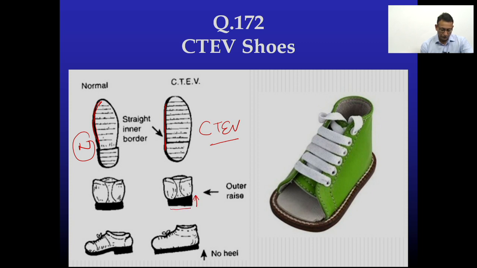This is to keep the foot in pronation and to prevent supination, and we never give a heel in CTEV shoes, because if we do that it will lead to redevelopment of the equinus deformity. So, the answer to this question is going to be C. A large heel is never used in CTEV shoes.